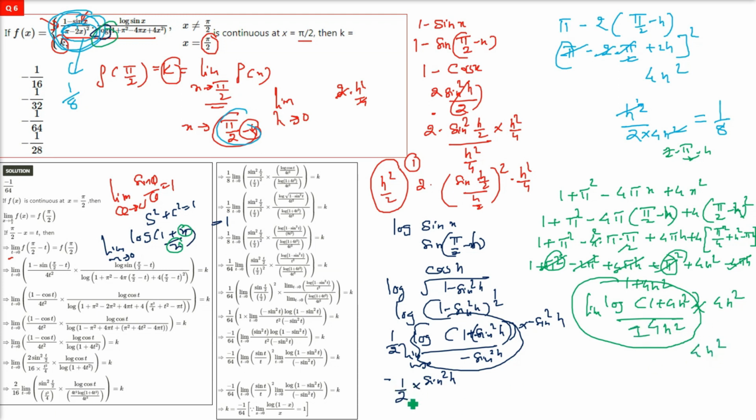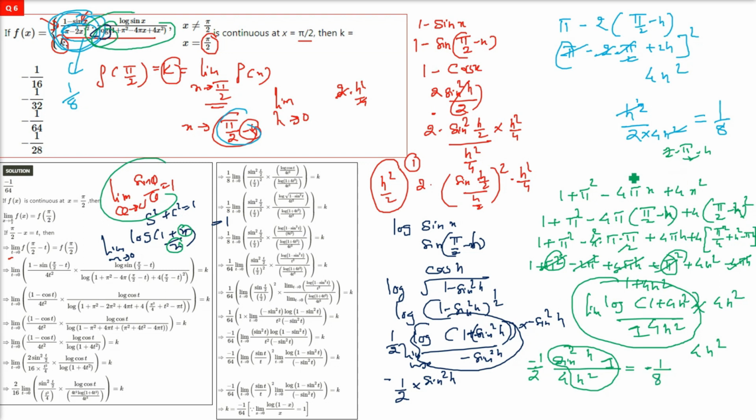Now minus half sine square h. Okay, now let us take all the terms. So minus half log sin h gave you minus half sine square h, and in the denominator you have 4h square. So this 4h square, you can write sin h by h whole square, and you know that sin theta by theta, limit theta tends to 0 is 1. So minus 1 by 8 will remain.